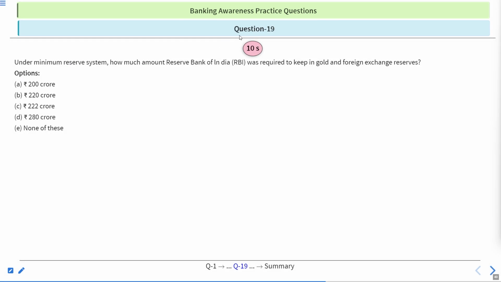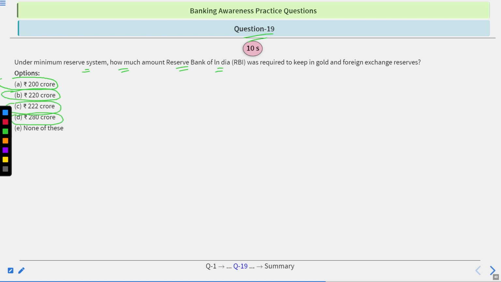Okay. So now, 19th question. The 19th question is, under the minimum reserve system, how much amount was the Reserve Bank of India required to keep in gold and foreign exchange reserve? Options are 200 crore, 220 crores, 222 crores, 280 crores, none of these. Answer this, you have 10 seconds, then I will give you the answer. Time starts now.